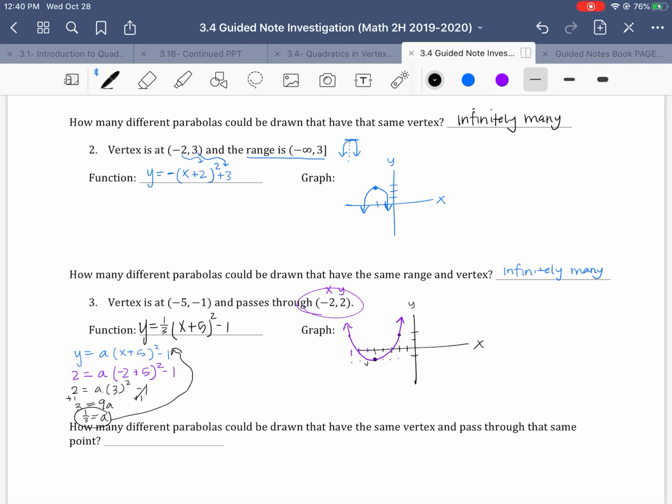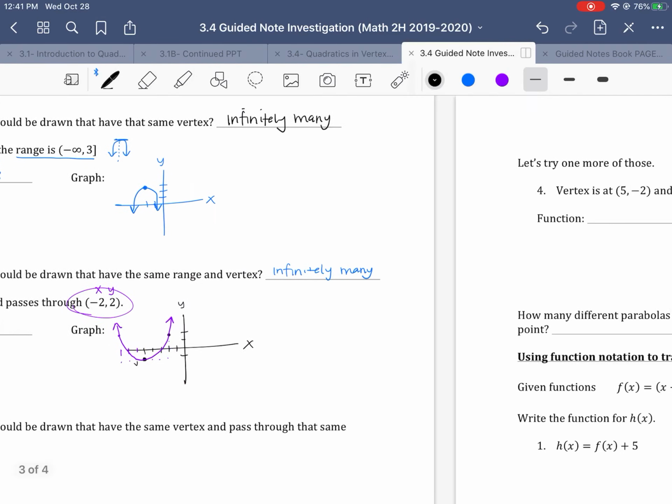Now if you think about it, it asks down here how many different parabolas could be drawn that have the same vertex and pass through that same point. Well, the answer now is 1. This is the only one. Because if I stretch it at all, it doesn't pass through that point. If I try and reflect it, it doesn't pass through that point. If I know the vertex and one other point, it gives us one unique, distinct parabola. So only one parabola can be made with those specific conditions.